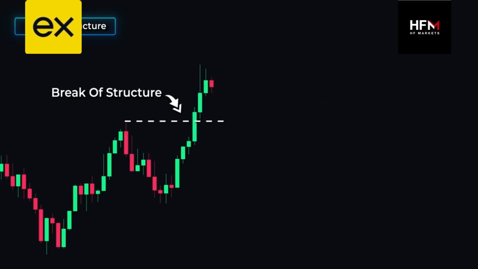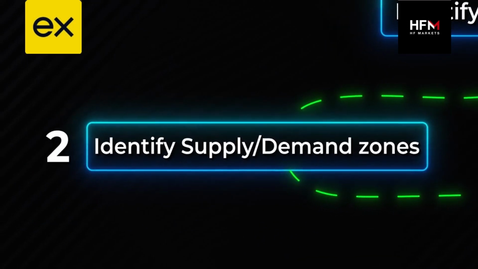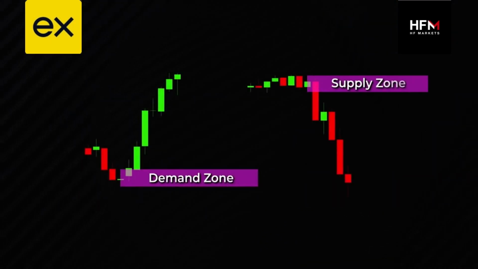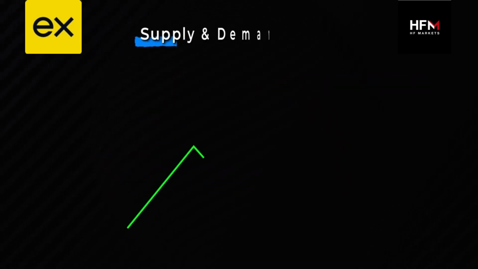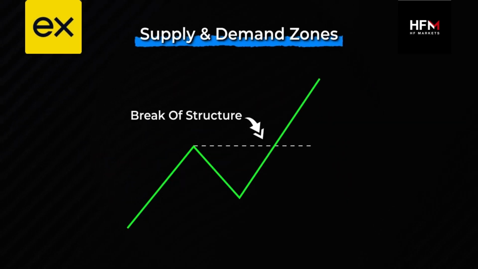Once a break of structure is identified, we can move on to step 2, which is identifying a supply or demand zone. These are areas where large buy or sell orders were placed in the market, causing a sharp move in price. The easiest way to find these zones is to first spot a break of structure. Then, look at the starting point before the sharp price move, which led to that break of structure. The area right before the sharp move upwards is called a demand zone.